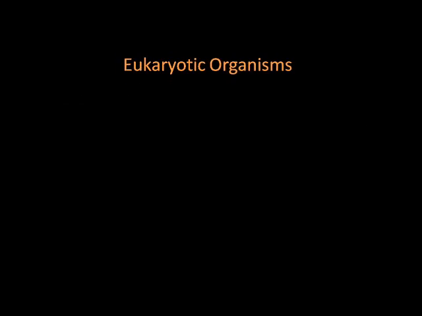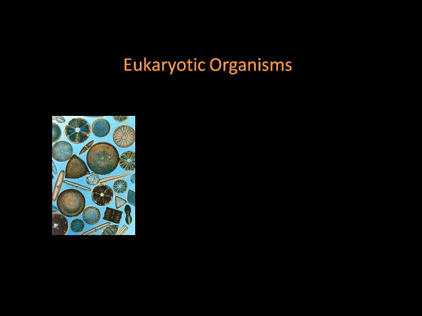Organisms with eukaryotic cells are much, much more advanced. All organisms that are not bacteria will have eukaryotic cells. This includes single-celled organisms in the protist kingdom. They may be small, but they are still much more complex than bacteria.